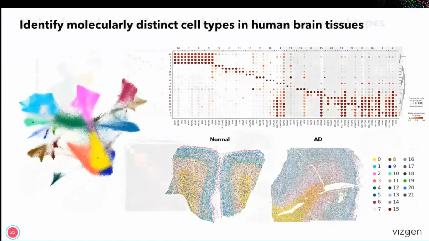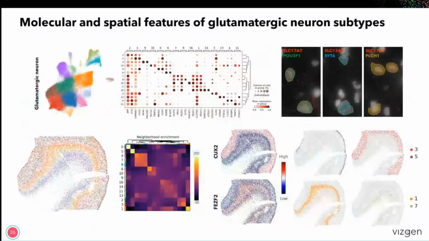To gain a deeper understanding of the gene expression and spatial features of cell types in human cortex, I performed another round of clustering analysis with glutamatergic and GABAergic neurons. Here I first show the result from glutamatergic neurons. Specifically, I can identify 15 different excitatory neuron subclusters, each with distinct gene expression patterns. Here I show 3 examples which show the co-expression of cell type-specific markers such as POU3F1, SYT6, and PLCH1 with the pan-glutamatergic neuron marker SLC17A7.